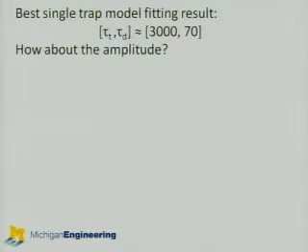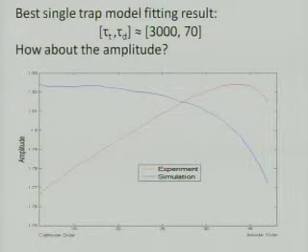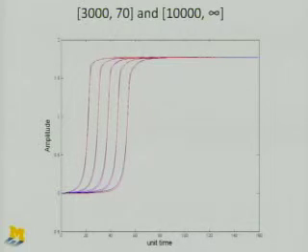How about the amplitude? We know that the amplitude changes with depth. In this plot, the blue lines are the amplitude generated from the simulation, and the red lines are from the experiment data. We can see that they can't fit at all. Then I have to introduce another trap to govern the amplitude. Thus, I have two traps.